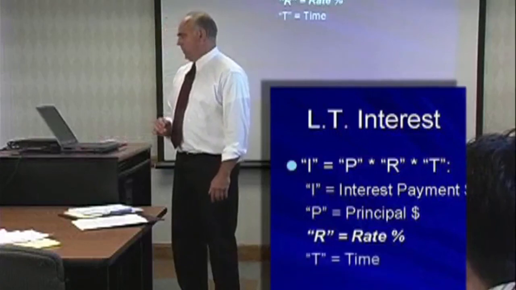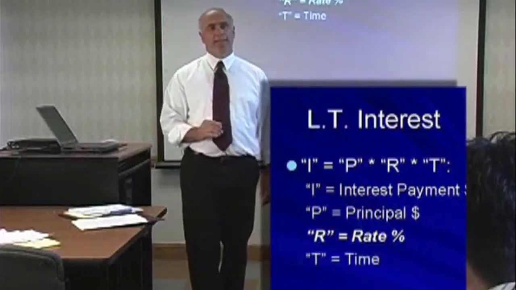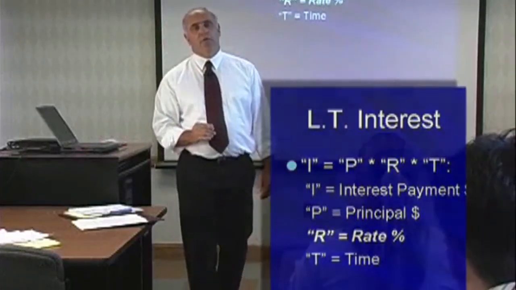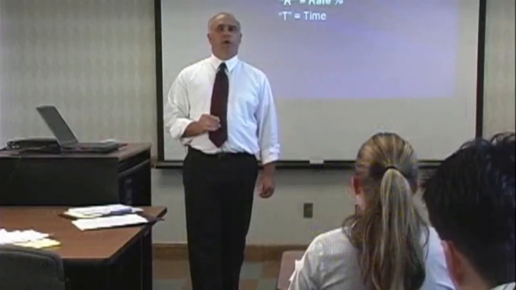And the final component of the formula is T, which represents time. Since our financial statements are being constructed on a quarterly basis, the value for T, or time, is going to be 0.25, 1/4 of a year. Interest rates are always expressed on an annual basis, so we'll have to adjust for time.